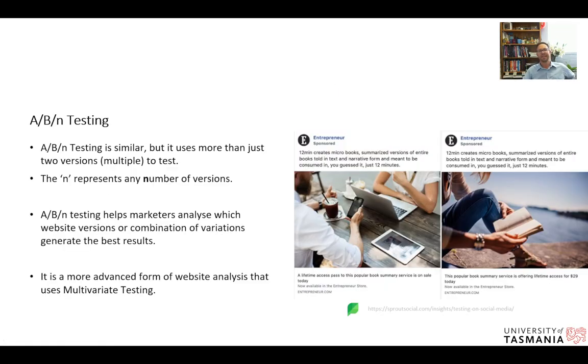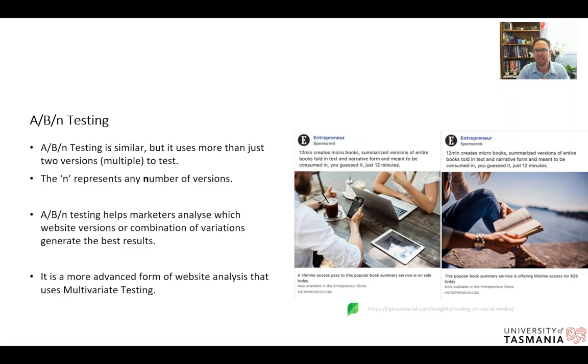All right, now that you know about A/B testing, I want to introduce you to the concept of A/B/N testing. Now, A/B/N testing, or A/B/X testing, or ABC, or AB+, there's a few different names for it, is similar, but it represents more than just two versions. It's multiple versions. The N in this one, so Google Analytics used to call it A/B/N testing, represents the number of versions.